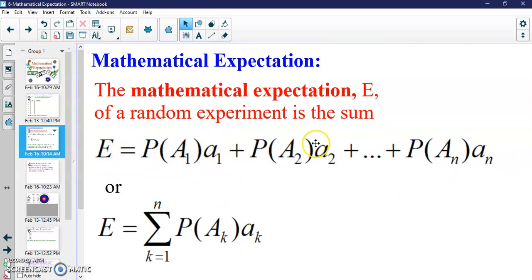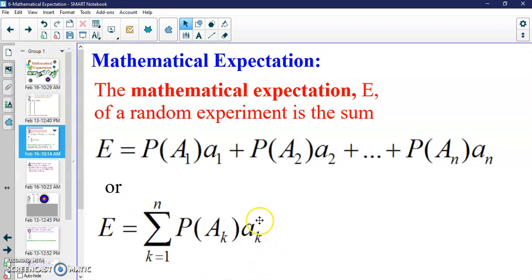So you see we're adding several terms together. And this represents our first term, second term, and n represents however many events or terms we have in our calculated experiment. And so this represents the probability of some event, a sub 1, multiplied by the value of that event. So then this would be the probability of a second event occurring multiplied by the value of that event.